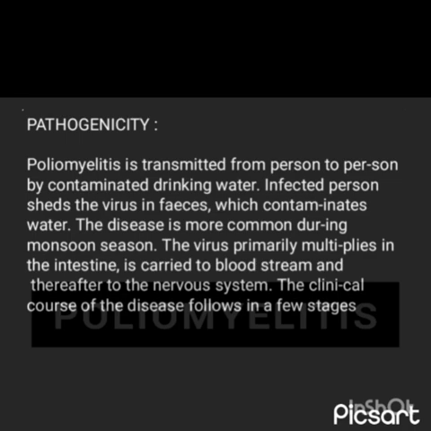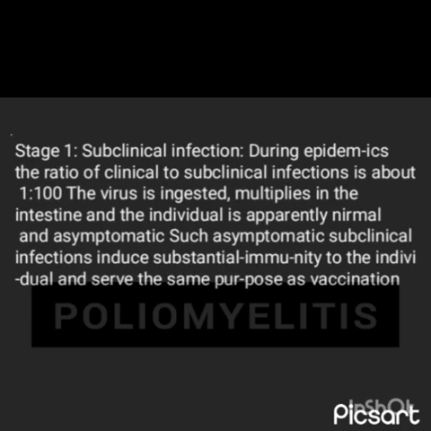The clinical course of the disease follows in a few stages. Stage 1, subclinical infection. During epidemics, the ratio of clinical to subclinical infection is about 1:100. The virus is ingested, multiplies in the intestine, and the individual is apparently normal and asymptomatic. Such asymptomatic subclinical infections induce substantial immunity to the individual and serve the same purpose as vaccination.